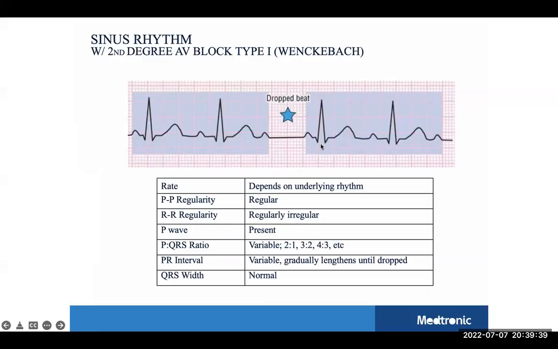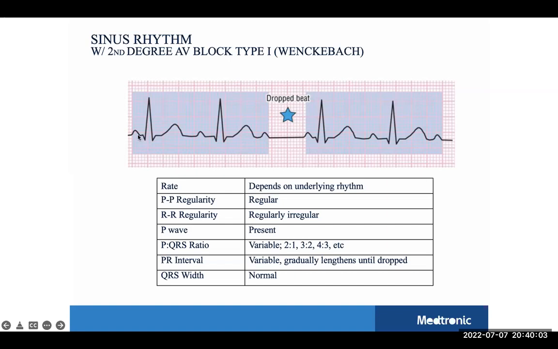In second degree AV block, we divide it into two types. There is type 1 and type 2. We call them Mobitz AV block. So second degree AV block, another name is Mobitz AV block, Mobitz type 1 and type 2. The difference between Mobitz type 1 and type 2 is that in Mobitz type 1, what usually happens is that the PR keeps on prolonging until a beat is dropped.